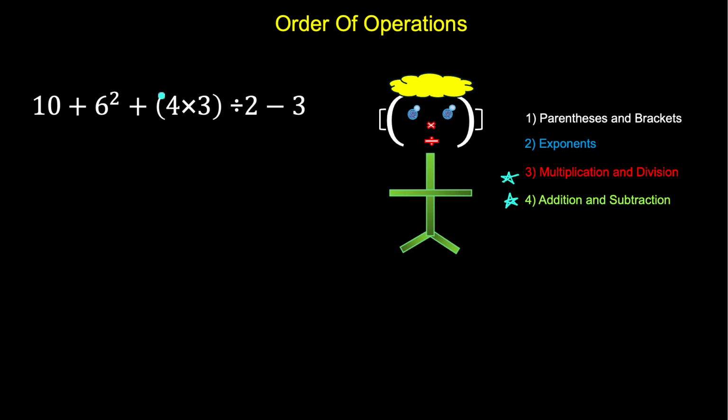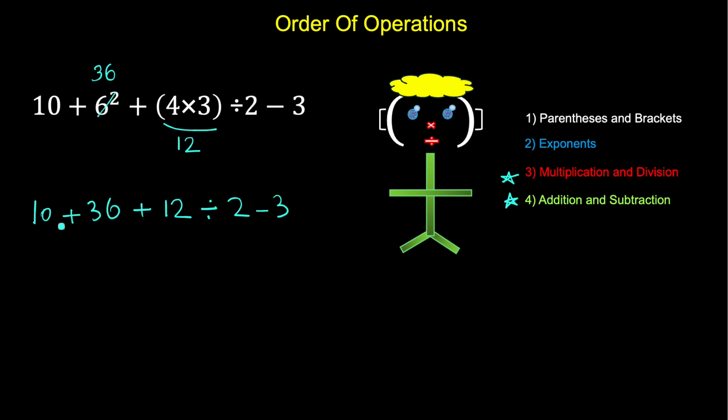So we start with parentheses. Inside parentheses, we have 4 times 3 equals 12. And then number 2 is exponent, so we have exponent here, 6 squared, which equals 36. Now let's rewrite the expression: 10 plus 36 plus 12 divided by 2 minus 3.